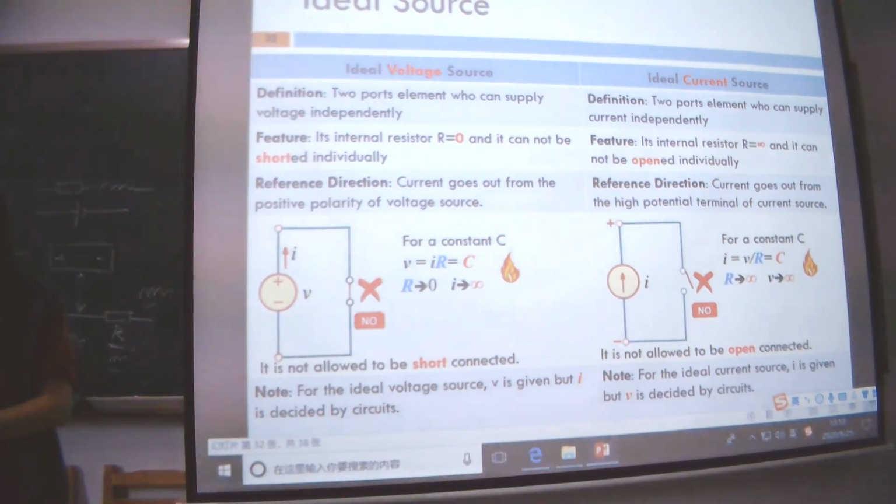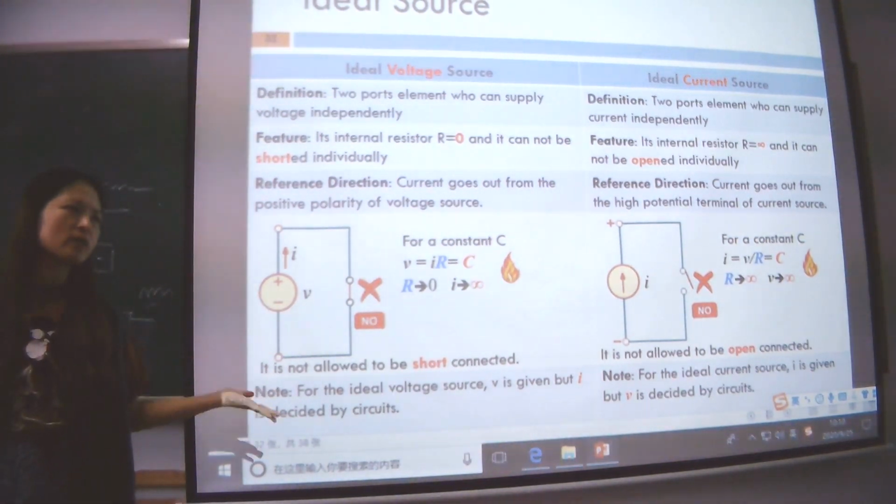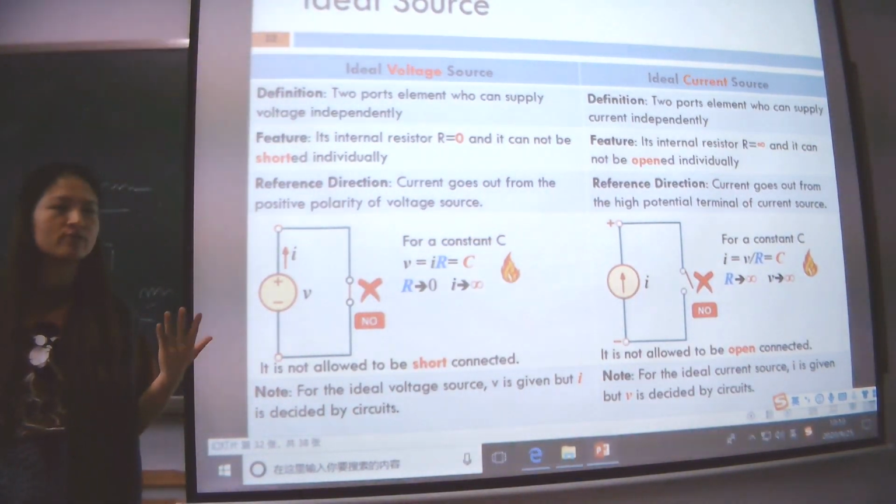So we just know that for a voltage source we cannot short-circuit it, and for a current source we cannot open it. Otherwise there will be a safety problem. There will be fire.